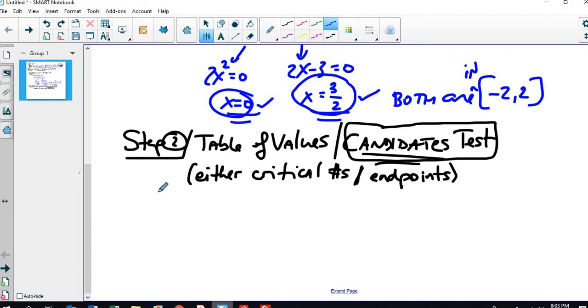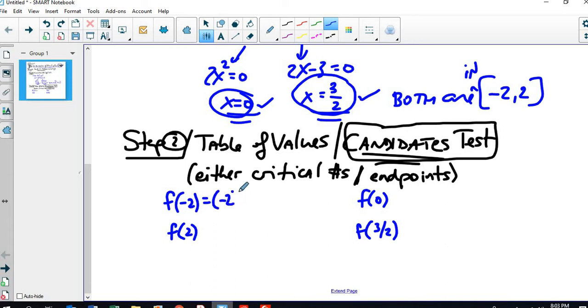So this is the actual problem. This is how I would do it. Okay, I'm going to take f at -2. I'm going to take f at +2. I'm also going to do f at 0 and f at 3/2. I want to test all of these points.